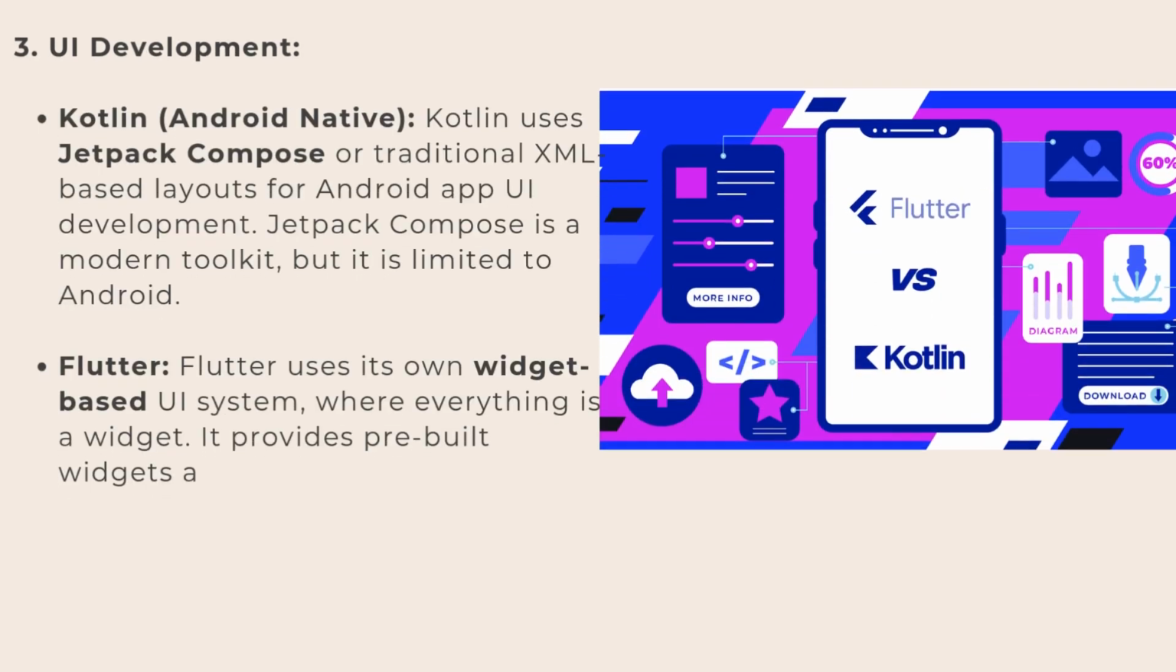3. UI development. Kotlin, Android native. Kotlin uses Jetpack Compose or traditional XML-based layouts for Android app UI development. Jetpack Compose is a modern toolkit, but it is limited to Android. Flutter uses its own widget-based UI system, where everything is a widget. It provides pre-built widgets and custom widget support, allowing a unified UI experience across different platforms.